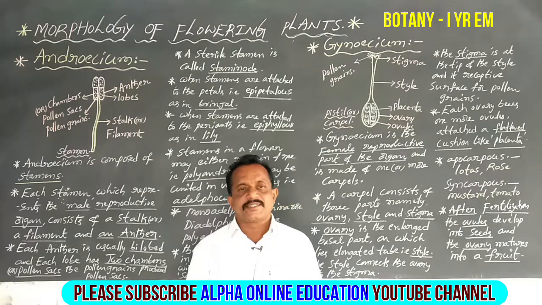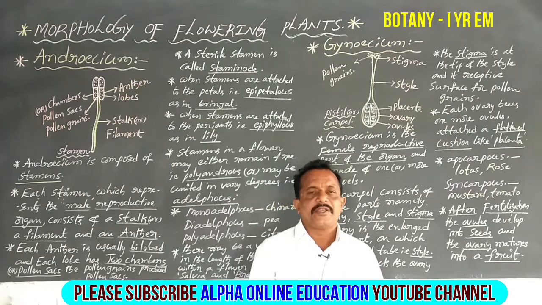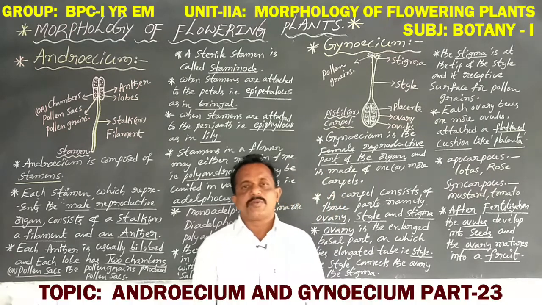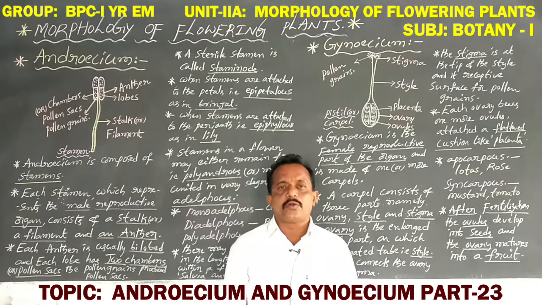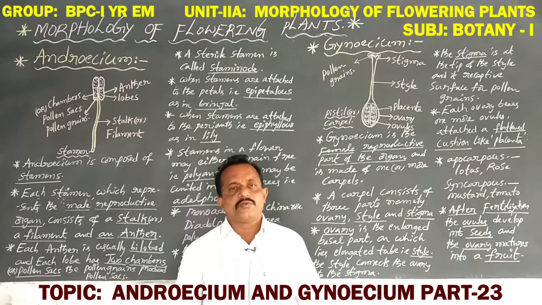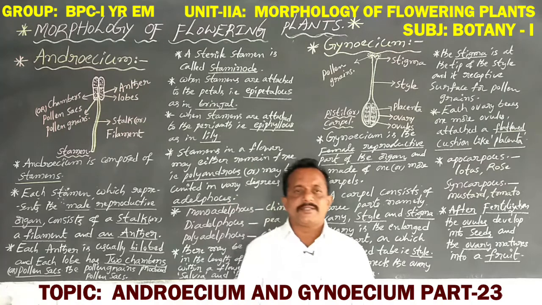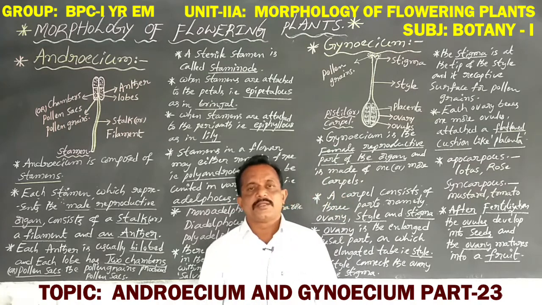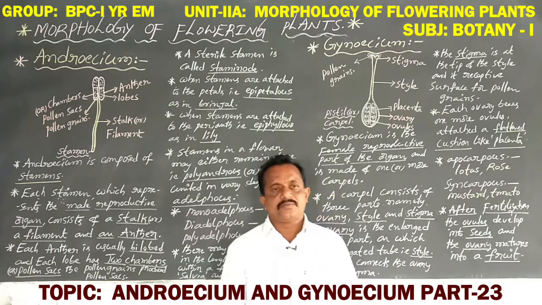In previous classes we discussed the parts of an angiospermic flower. An angiospermic flower has four floral parts, namely the first floral part calyx, the second floral part corolla, the third floral part androecium, and the fourth floral part gynoecium.